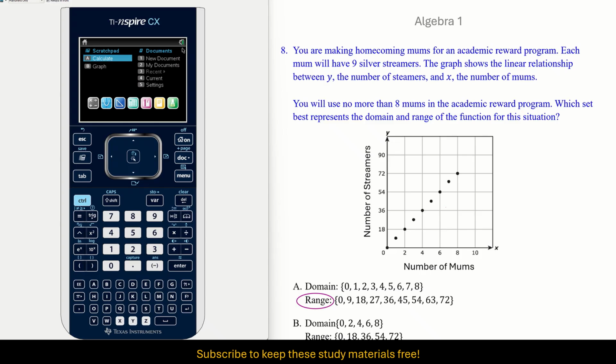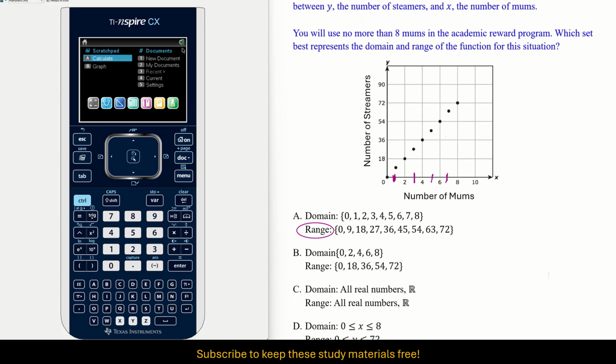We have 0 mums, then 1 mum, 2, 3, 4, up to 8. We have a restriction of 0 to 8, and it must be whole numbers. So we must allow 1 mum, 3, 5, and 7. Okay, so it's whole numbers. Well, that's obviously option A.